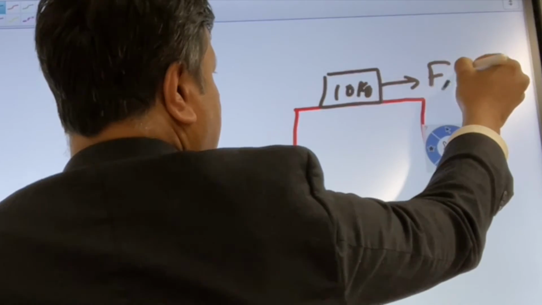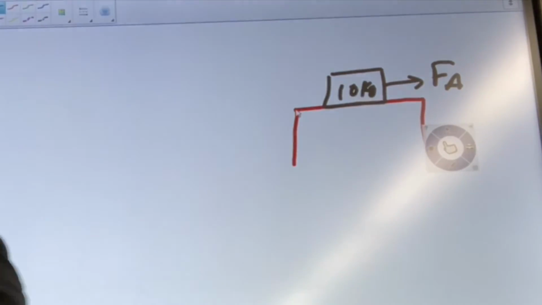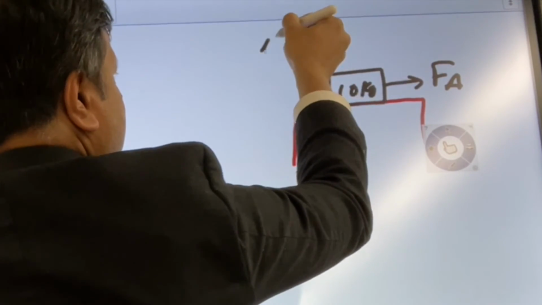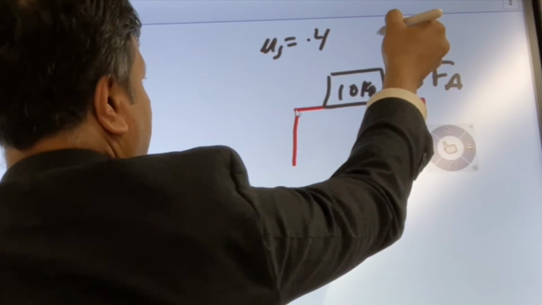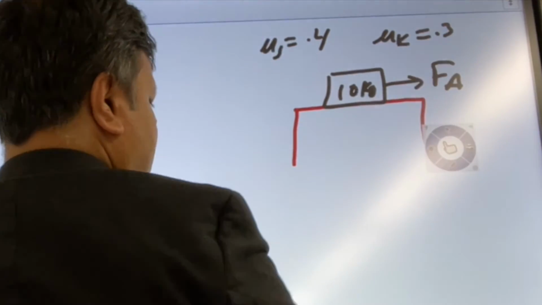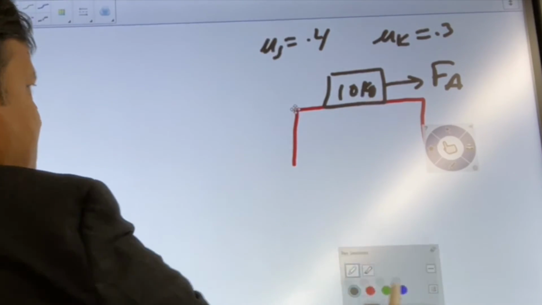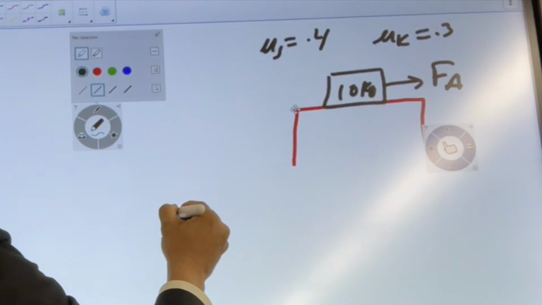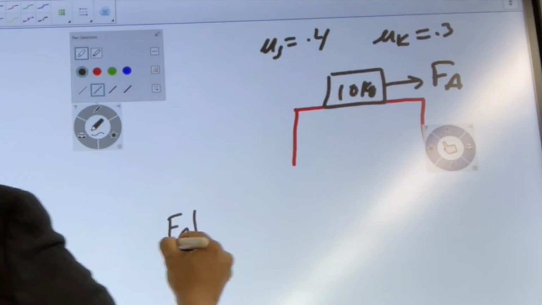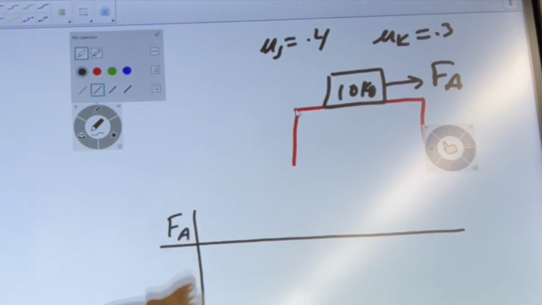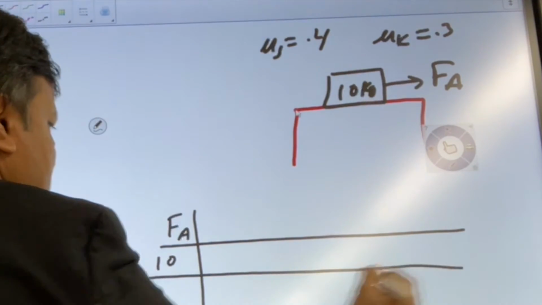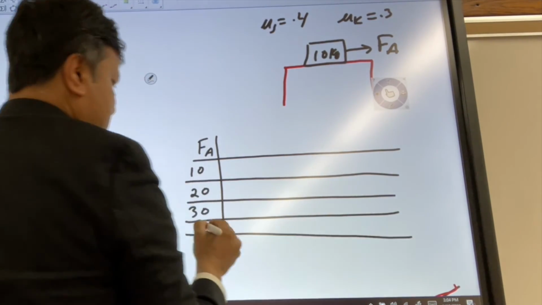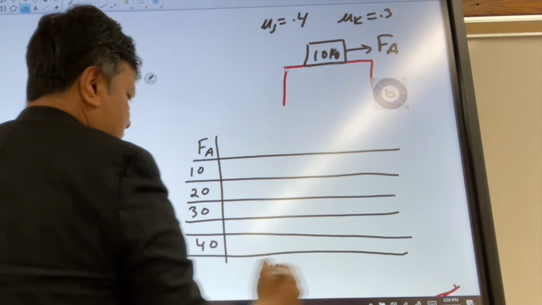Applied force acting on it. We'll create a table over here, and let's say a few other things. Mu s is 0.4 and mu k is 0.3. Okay, what else can I give you? I think that's it. All right, so we're gonna finish this table. We're gonna have FA, a different applied force of course. Let's start with 10 Newton, and then of course 20, and then 30, and then something else we'll see, and then 40, and then 50.